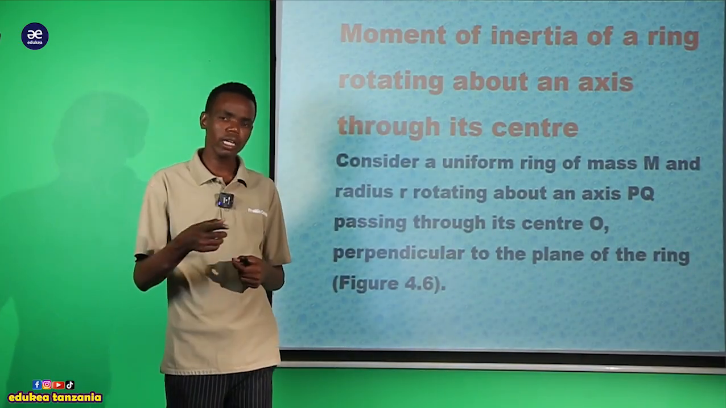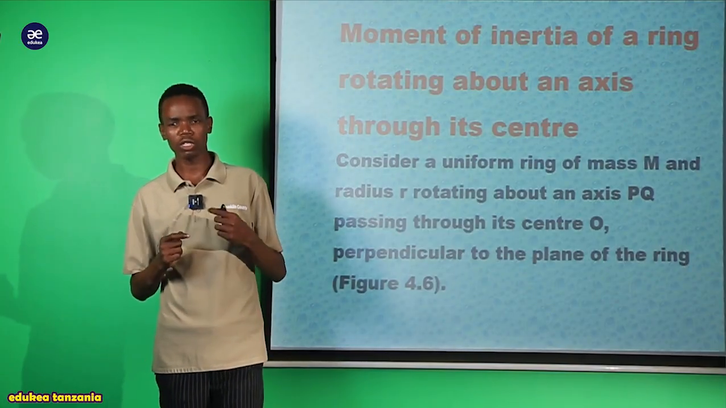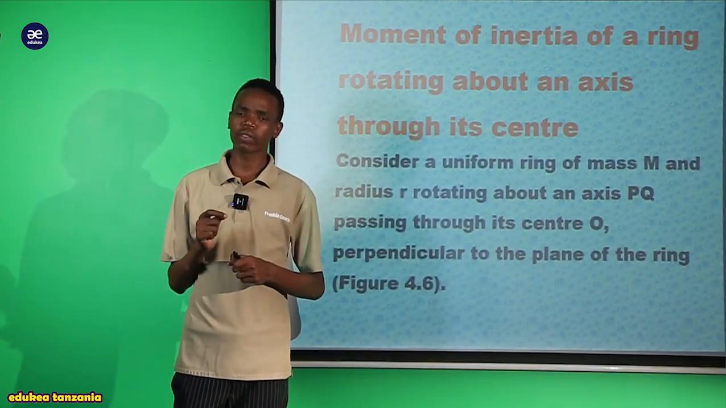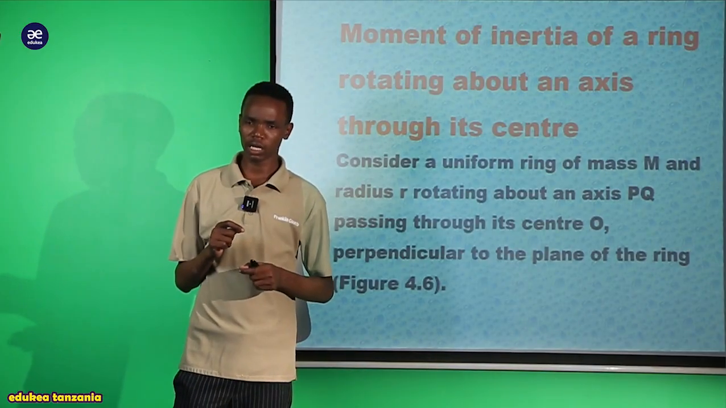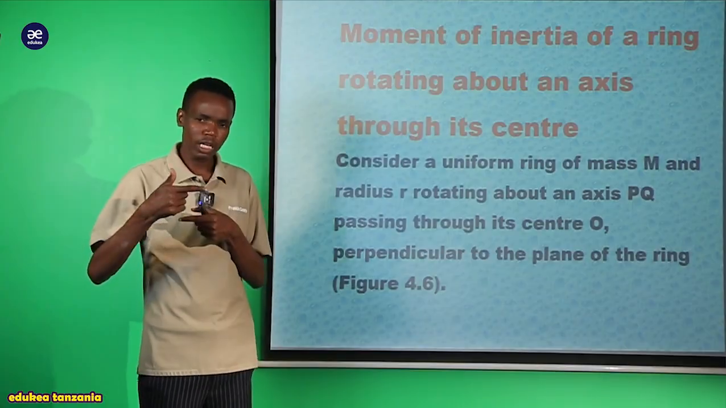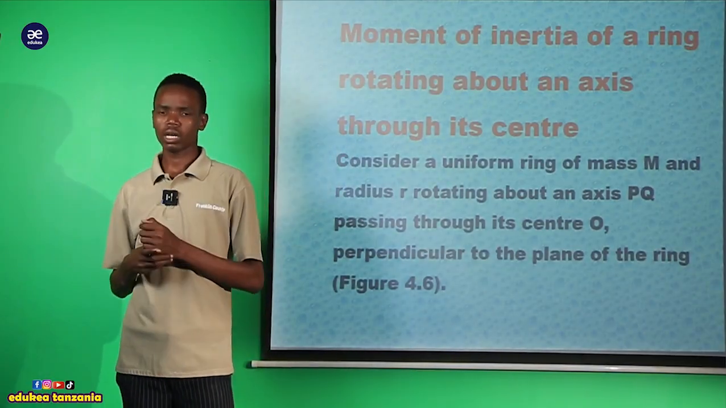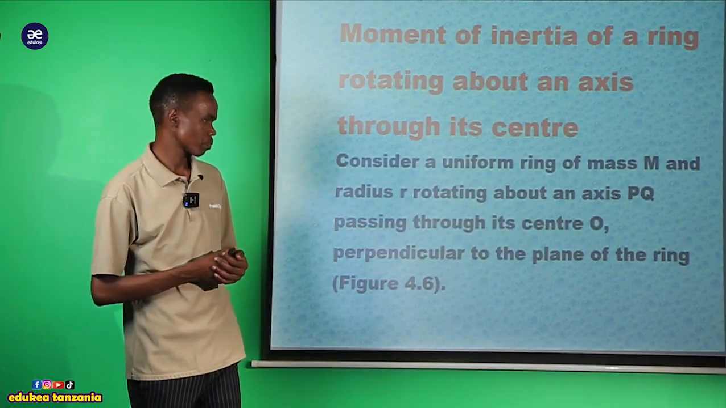But the ring rotates perpendicular to the axis of rotation. It means that they form the angle theta, which is equal to 90 degrees. The axis of rotation acts vertically, but the ring tries to rotate around the axis of rotation.